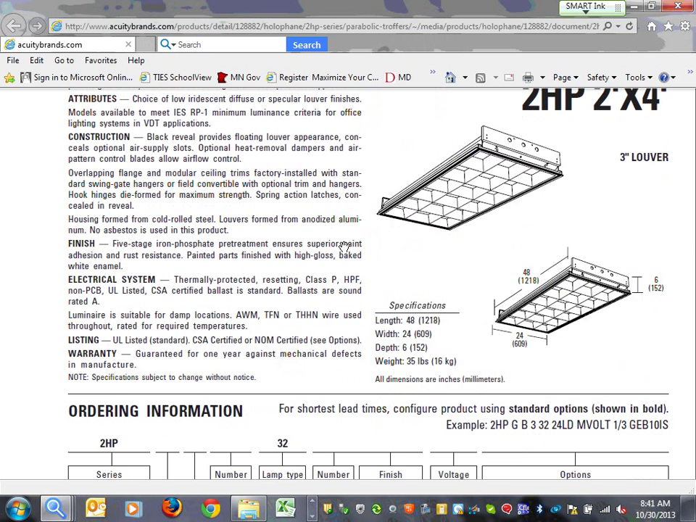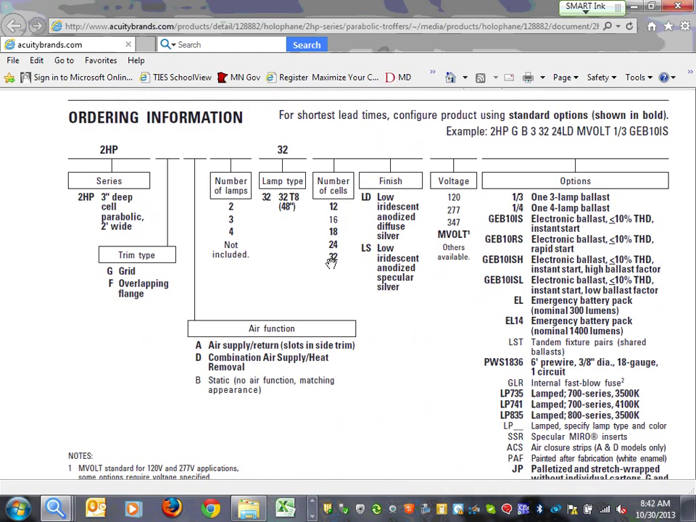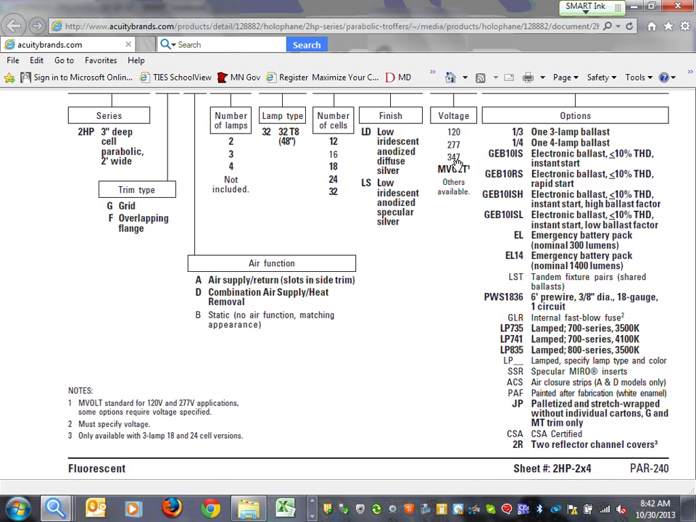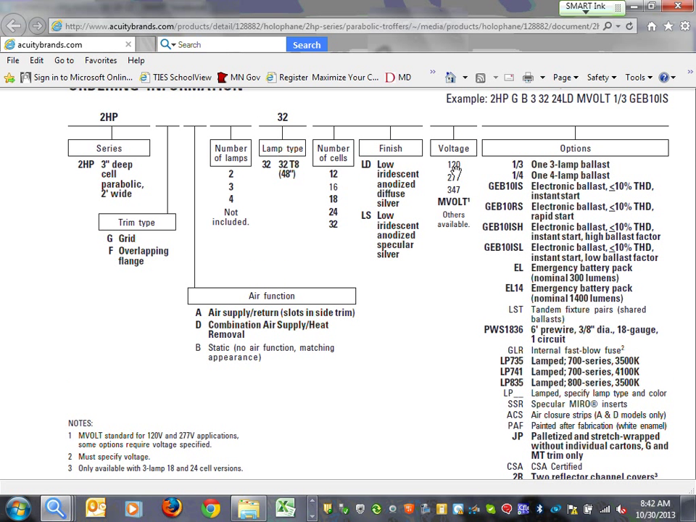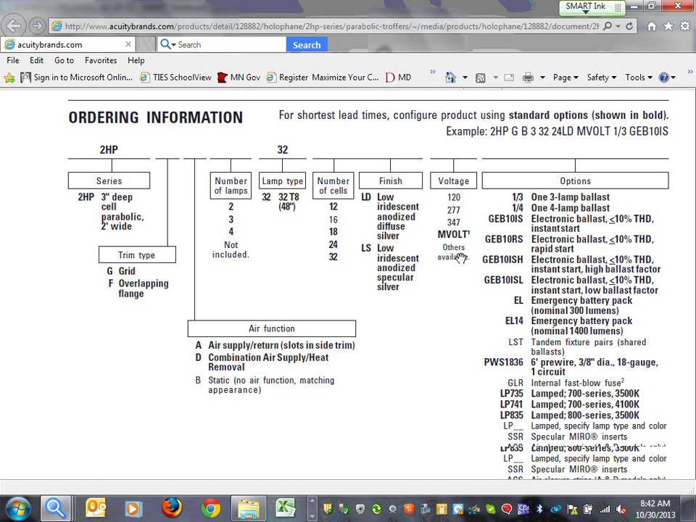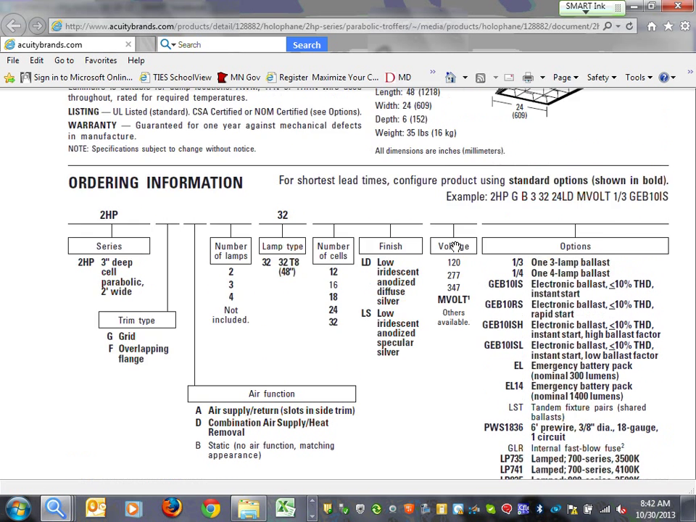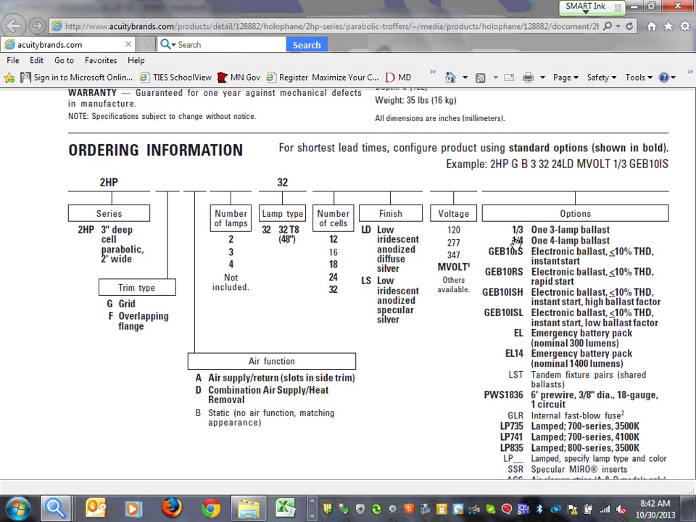Number of cells in these louvers that we have, you can have 12 all the way to 32 cells. Finish, LD low irradiance. So you have different types of finish that you can get. The voltages, can you guys see the voltages that you can do? You can do 120 volt, 277, 347, or M-volt. What's M-volt? Anybody? M-volt, multi-voltage. So if you specify a ballast with M-volt, that will give you multi-voltage, meaning you can hook it up in any voltage, shape or form.